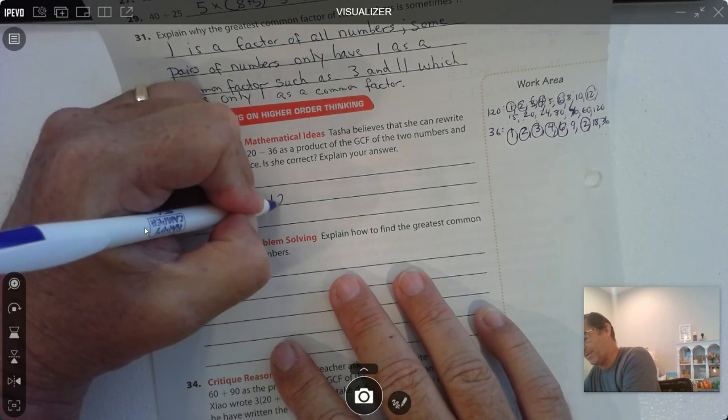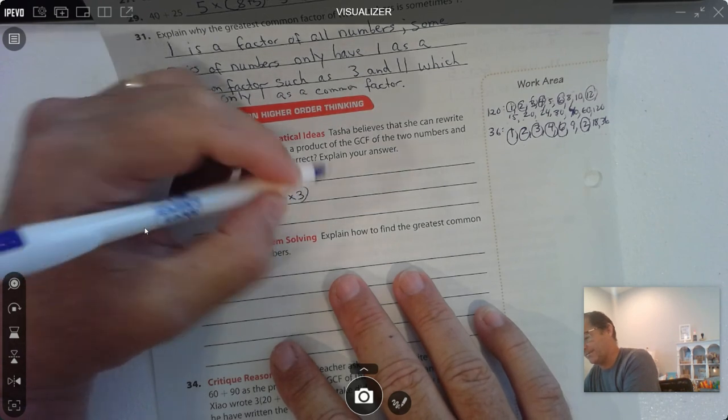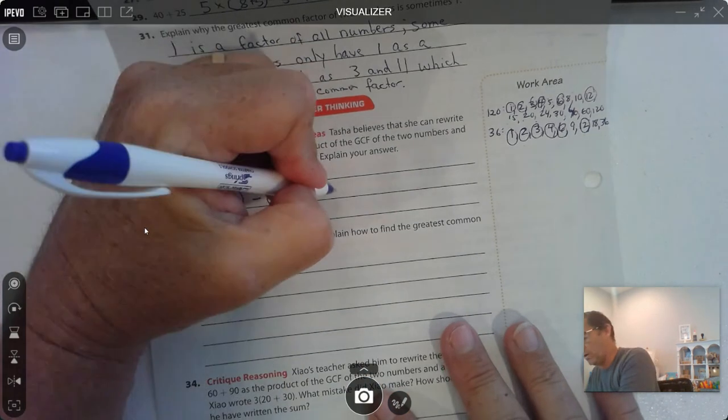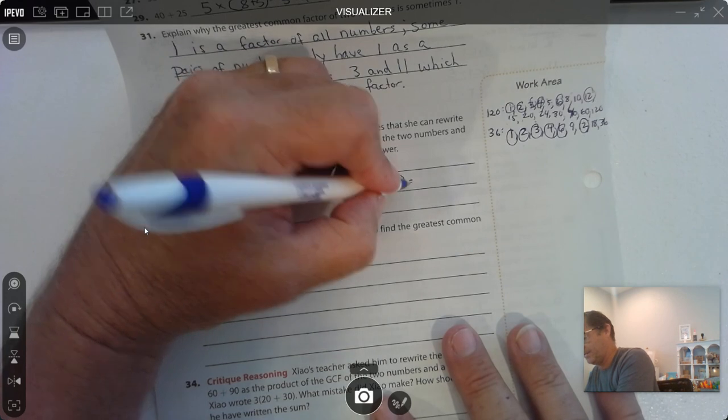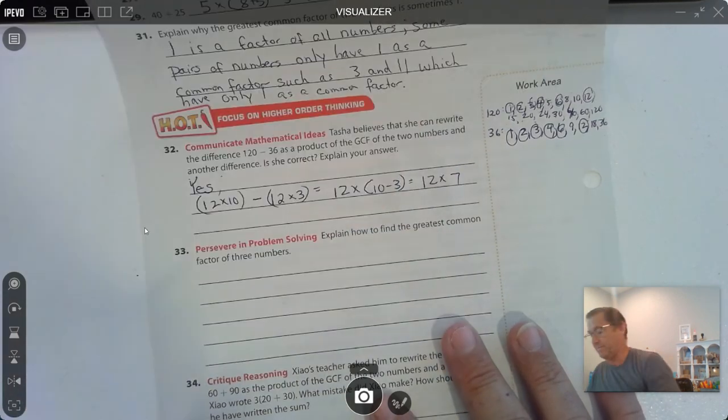minus, how do we rewrite 36? 12 times 3, which is the same as saying 12 times 10 minus 3, which is 12 times 7.